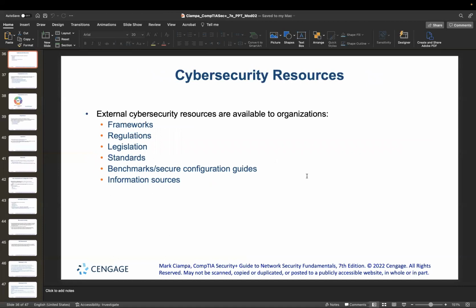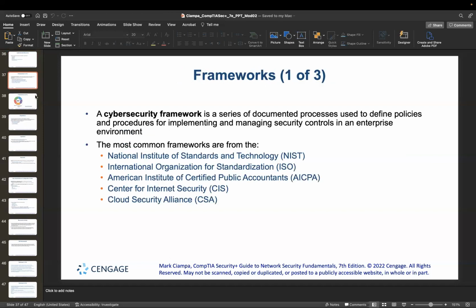So for the rest, we want to talk about different resources which are out there. We're going to talk about this more in future lectures of this series. But over here, we want to talk about different frameworks, regulations, standards, legislations, benchmarks, secure configuration guides, and finally, ISs or information sources. A cybersecurity framework basically is nothing but a series of documented processes that we use to create the guides, policies, procedures, and implement security controls in our environment.